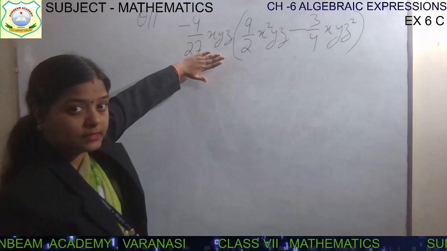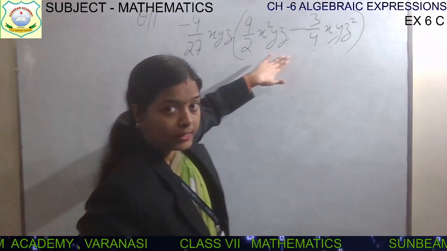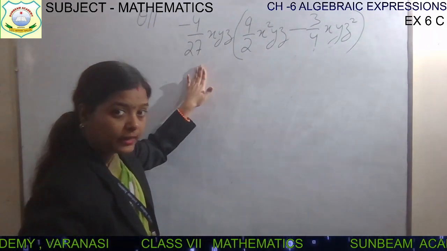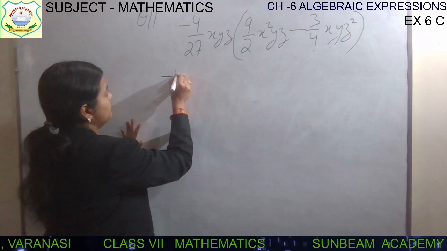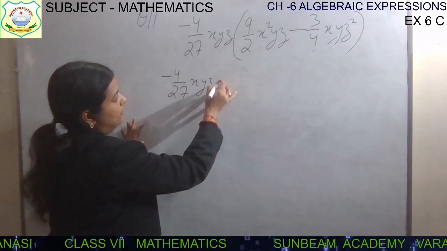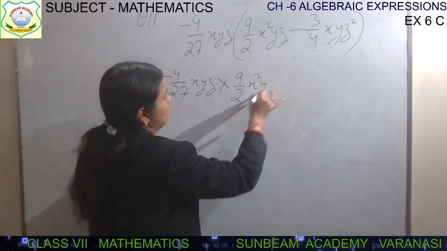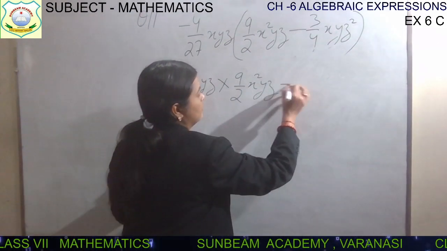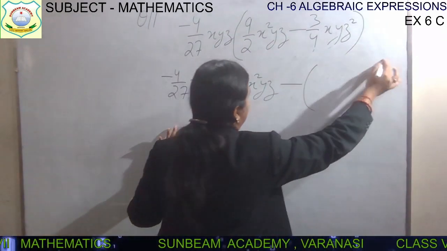This monomial will multiply with the first term of the binomial. This binomial has two terms. So this monomial will multiply with the first term and then again this monomial will multiply with the second term. So just write down minus 4 by 27 x y z, the whole of it, multiply it with this 9 by 2 x square y z. Okay, now we will write down this negative sign. Whatever the sign is here, write it down. Again we will collect this. You can write it in a bracket also.